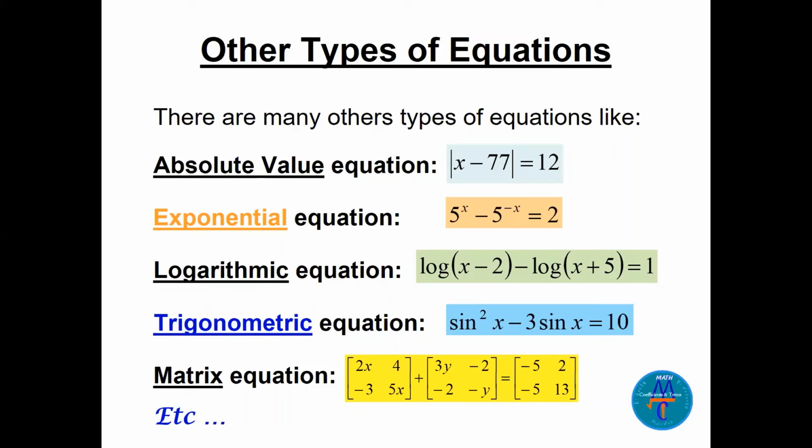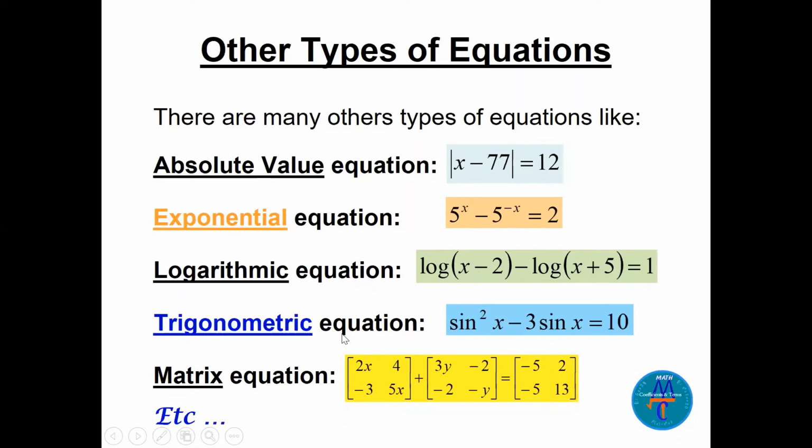We have many types of equations. I just mentioned here 1, 2, 3, 4, 5, other than the other ones. Absolute value equation: see, there's an equal. x minus 77 in the absolute value is equal to 12. Exponential equation, something with the x in the power. That's in pre-calculus, of course. Logarithmic equation, log in a base 10 of something.